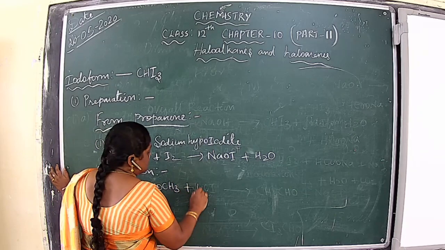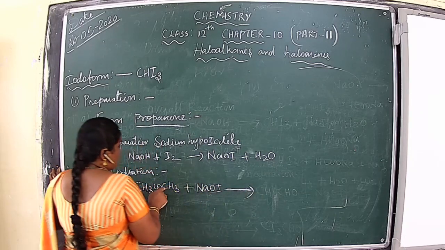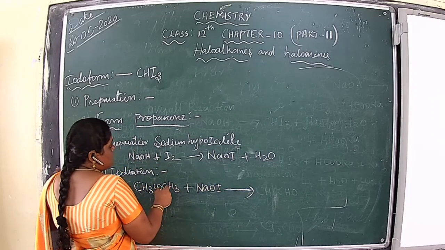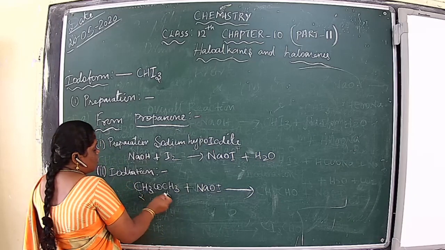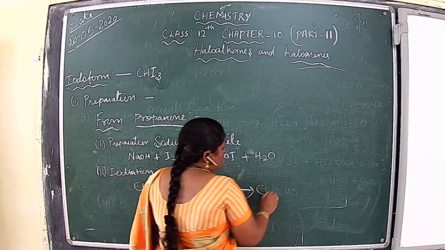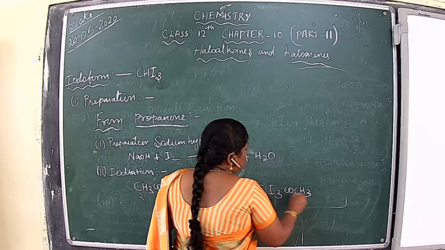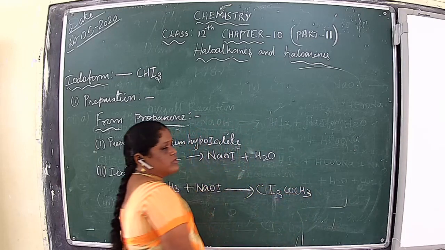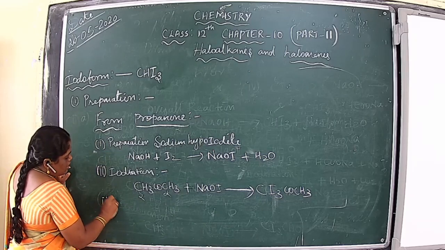Propanone means CH3COCH3, acetone, plus NaOI. This carbon is an alpha carbon, and this one is also an alpha carbon, so you can take from anywhere. It gives CI3COCH3, triiodoacetone. And the third step is the hydrolysis step.